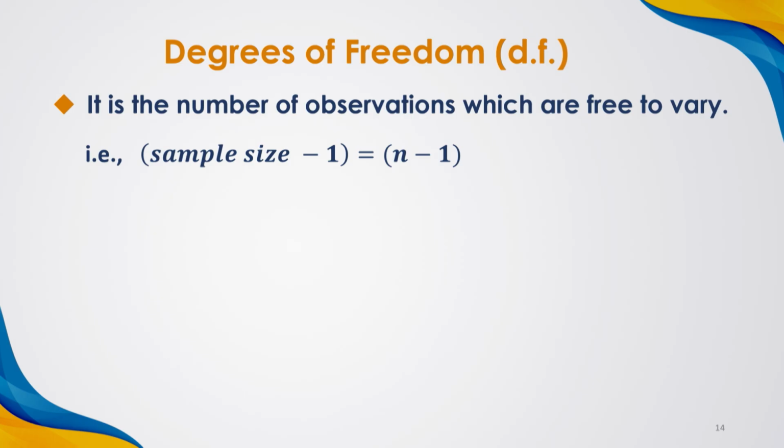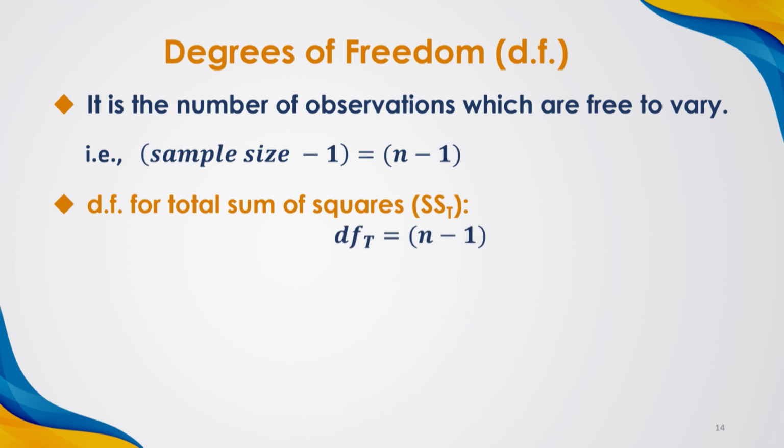Now, if we move to the second person, the second person has only 9 cakes which he is free to choose from. Similarly, when he reaches the last person, there is no choice, he has to take only the last piece which is left over. So, the total number of observations which are free to vary is only 9. That is the concept of degrees of freedom. Whatever sample size we have, that is n, n minus 1 will be the degrees of freedom. So, n minus 1 scores or observations are free to vary.